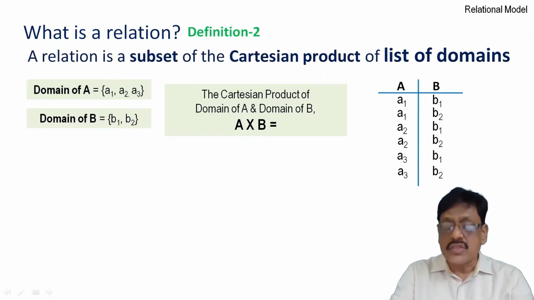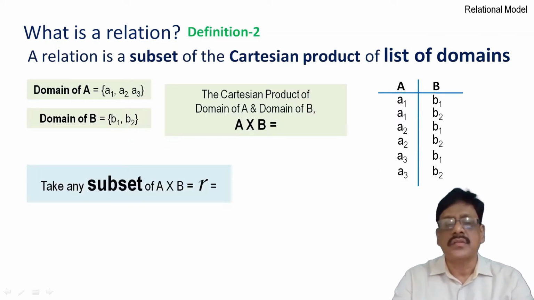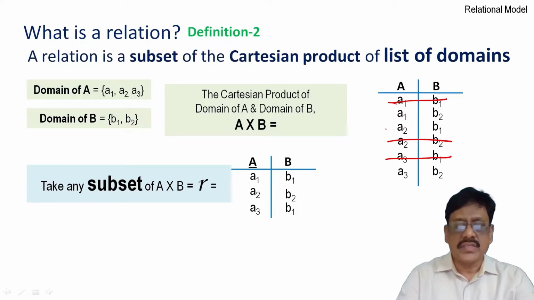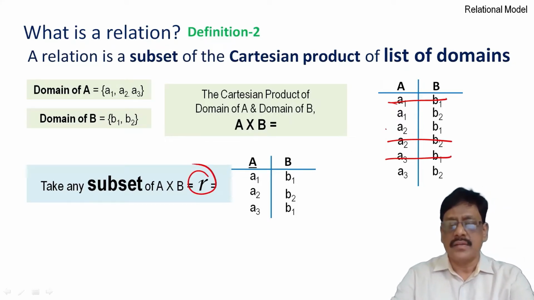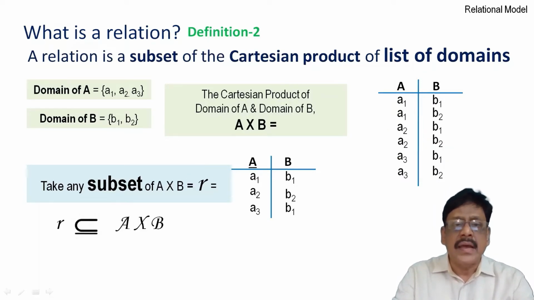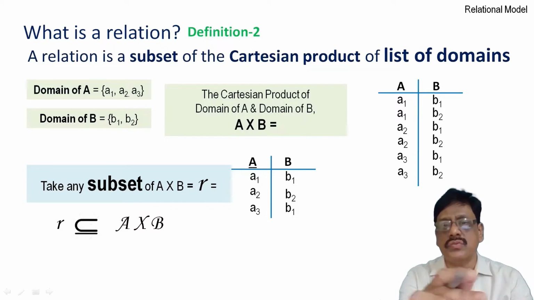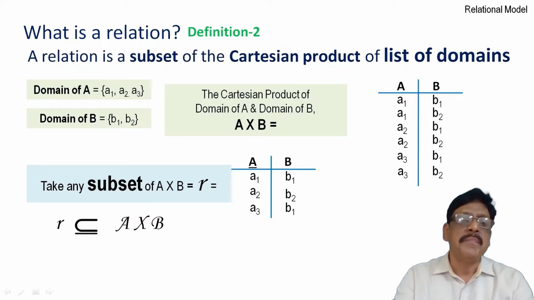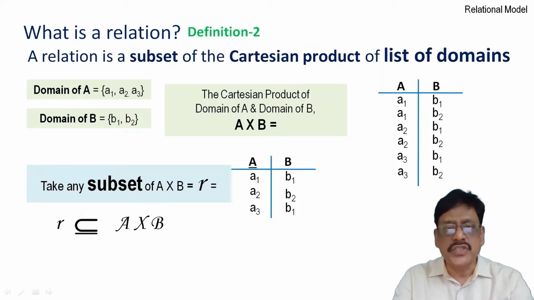Now let us take any subset of this Cartesian product. Let us take A1 B1, A2 B2, and A3 B1. Now this subset we call a small r. This is a subset of what? Of A cross B. And this helps us to understand the second definition of relation: a relation is nothing but a subset of the Cartesian product of a list of domains.